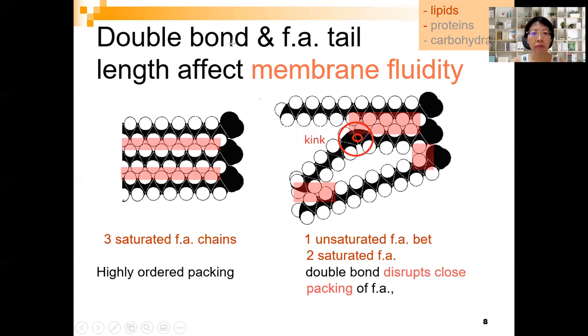So you can see that the hydrophobic interactions for the phospholipid molecules on the left side will be actually more than the phospholipid molecules on the right side. Can you see that? So which means to say, which molecule is harder to move? Left or right?